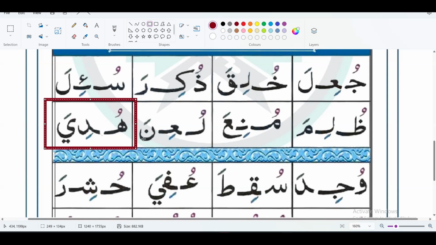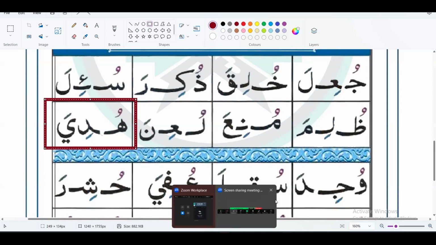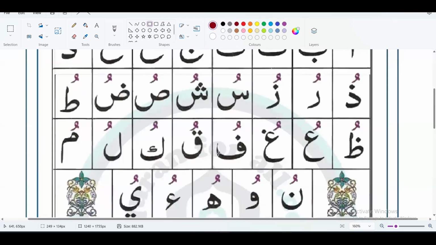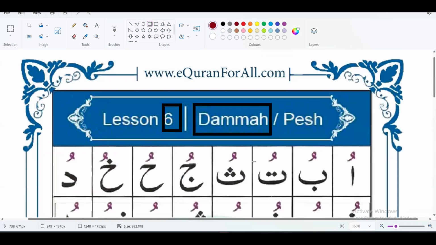Now, inshallah ta'ala, we will continue again from here in our next class. Okay. So I will send this picture to you so you can do more practice for this lesson before the next class.